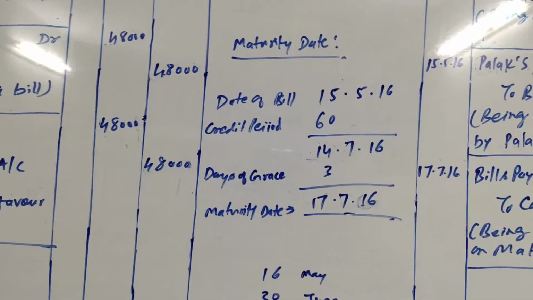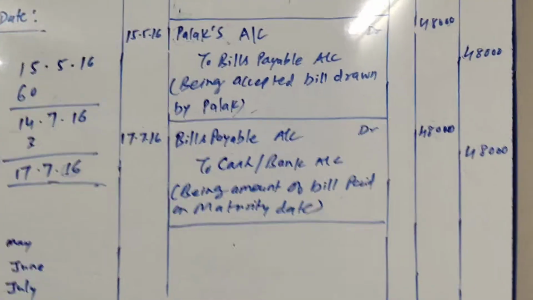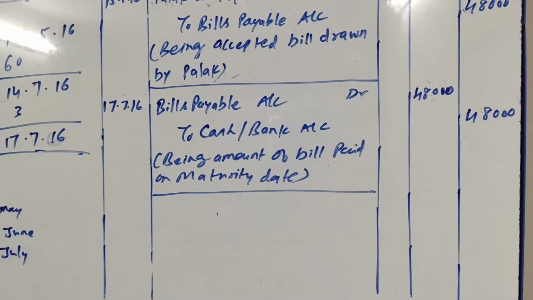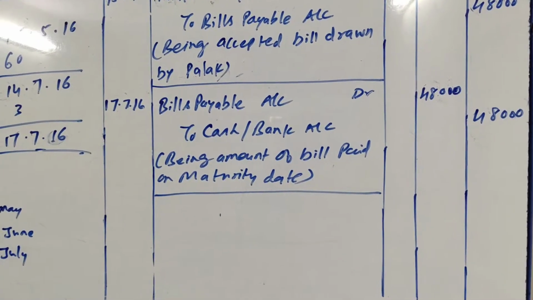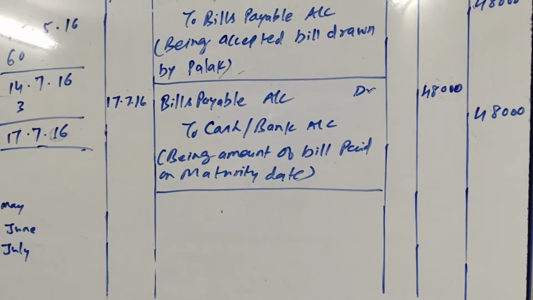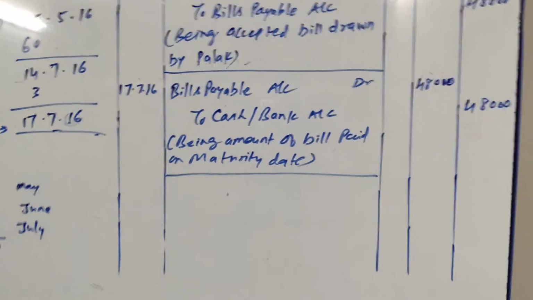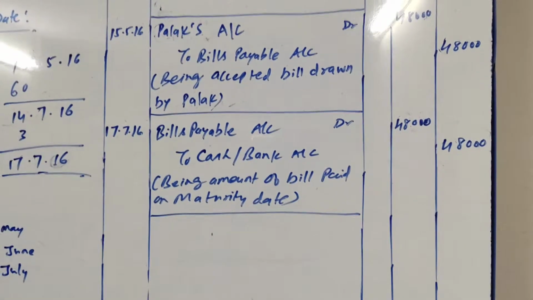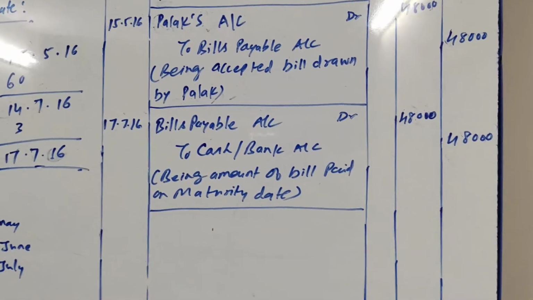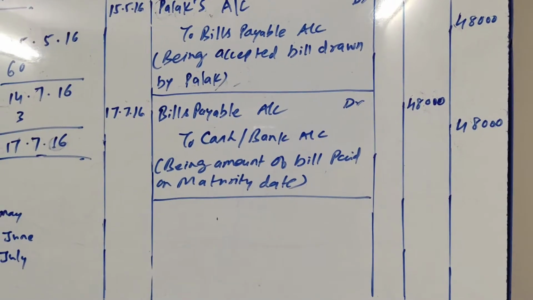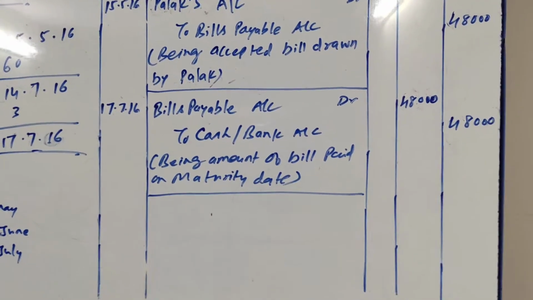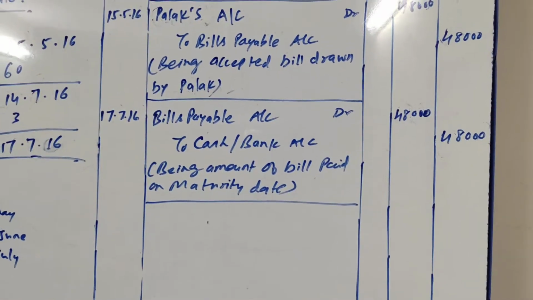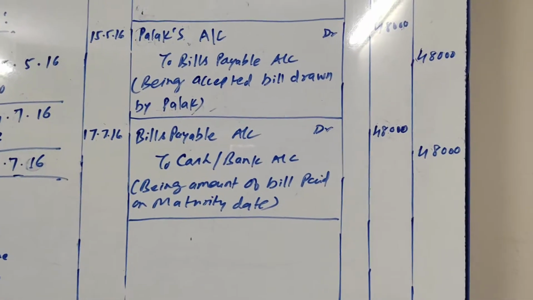So it will be recorded in the books of Ansh. Here it is 17/7/2016, bills payable account debit to cash/bank account, being amount of bill paid on maturity date. Friends, on this date Ansh will be paying and Zinal will be receiving, so entry will be done in the books of Zinal and Ansh. We are not making books of Zinal, so only in the books of Ansh we will record. Nothing will come in the books of Palak for payment of bill.